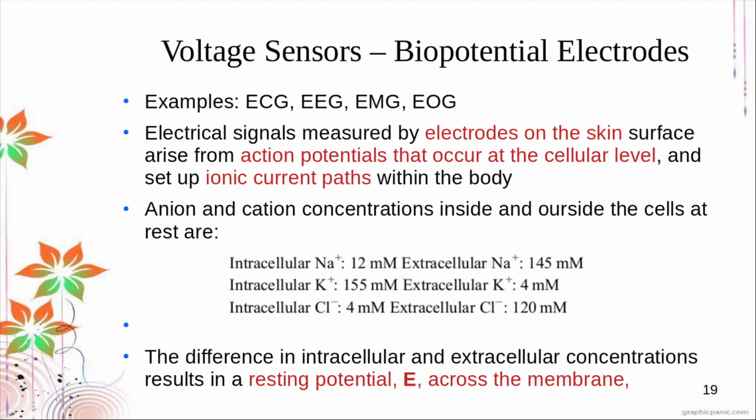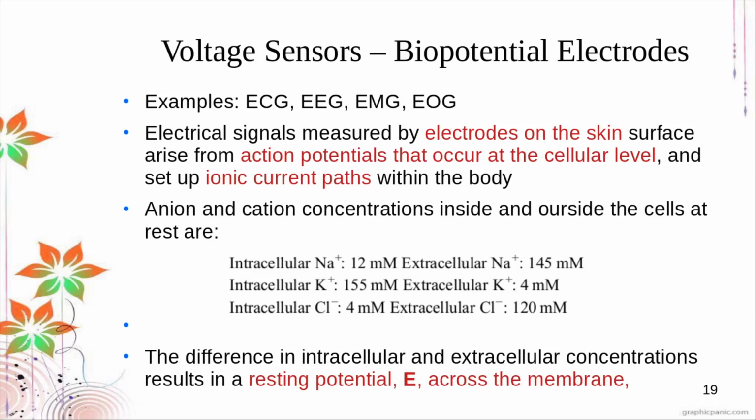And remember, carbon-based systems, such as our body, are resistors. They do not really transmit electrons that well. So anyway, anion and cation concentrations inside and outside the cells at rest. So what's the issue with the anion and cation concentrations? Because we are looking at ionic currents, we are sensing voltage, we are sensing the current here. Current is a moving charge.